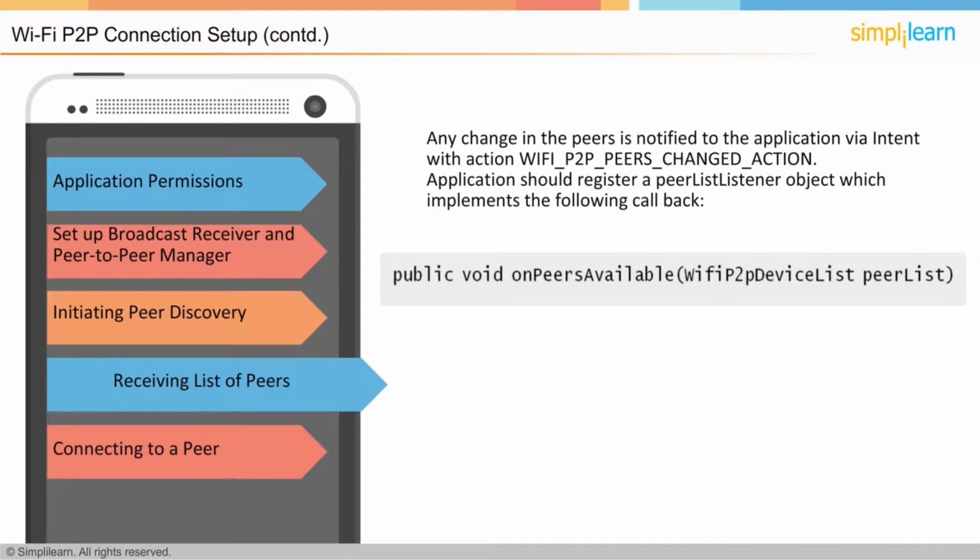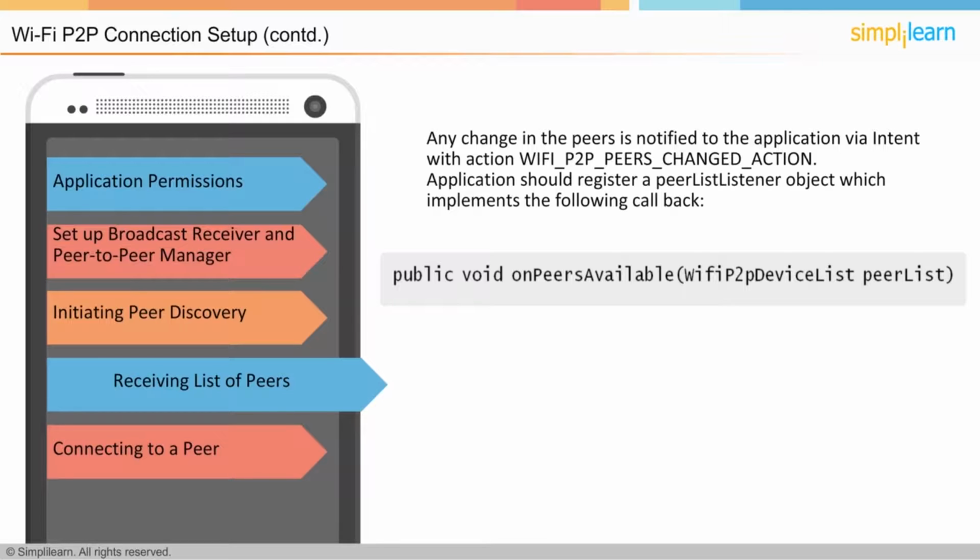public void onPeersAvailable(WifiP2pDeviceList peerList) is called when a list of peers is discovered by the system. We can iterate over the list and decide whom to connect with. Note that onPeersAvailable returns all the peers that are available now, including the ones that were discovered in the previous call.